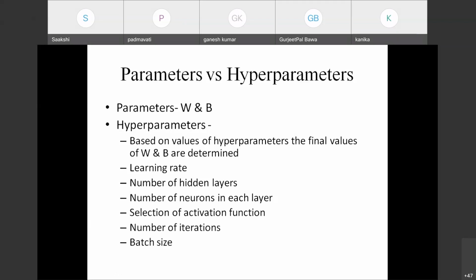And a very important one is batch size. Batch size I haven't covered. What batch size is, we will discuss in today's class, so don't worry about it. There are a few more hyperparameters which I haven't listed, but in upcoming sessions we will discuss all those hyperparameters in detail.